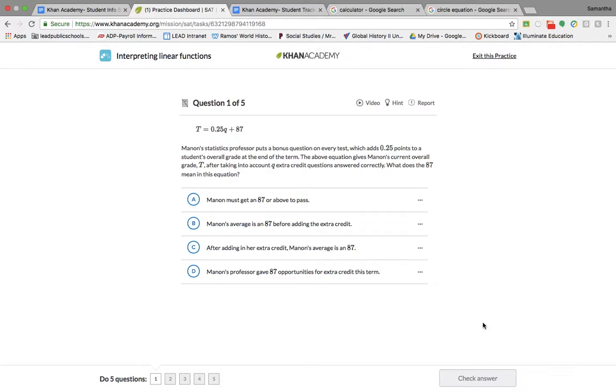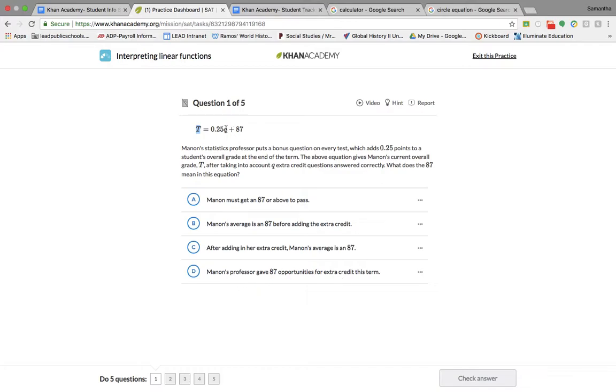It says T equals 0.25Q plus 87. Manon's statistics professor put a bonus question on every test, which adds 0.25 points to a student's overall grade at the end of the term. The above equation gives Manon's correct overall grade, T, after taking into account Q extra credit questions answered correctly. What does the 87 mean in this equation? Does it mean Manon must get an 87 or above to pass? Manon's average is an 87 before adding in the extra credit. After adding extra credit, Manon's average is an 87. Or Manon's professor gave 87 opportunities.